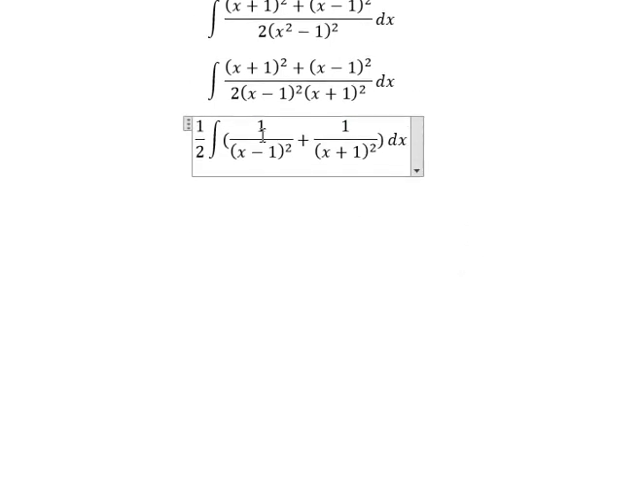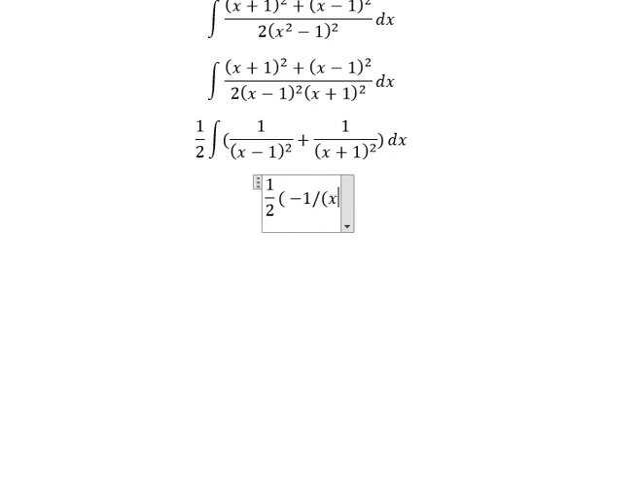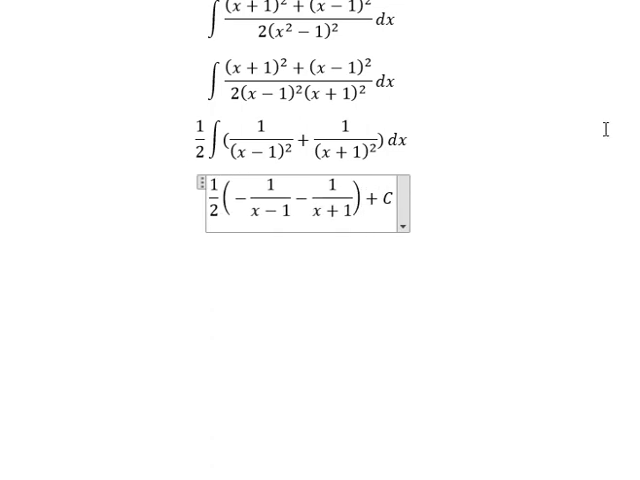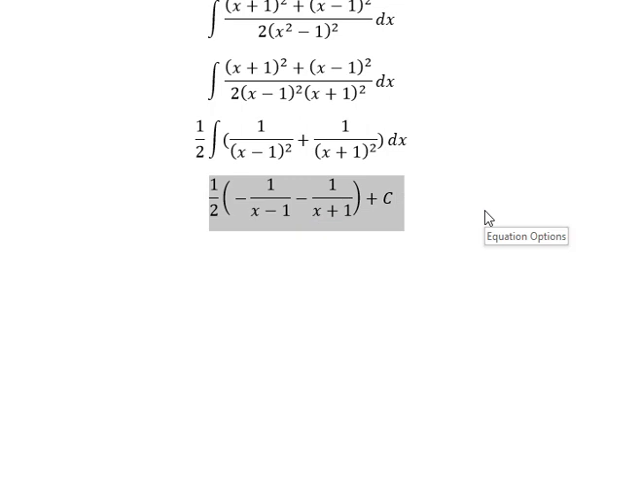Next, the integral of 1 over (x minus 1) squared, you will get about negative 1 over (x minus 1), and the next one you get about negative 1 over (x plus 1). And this is the final answer.